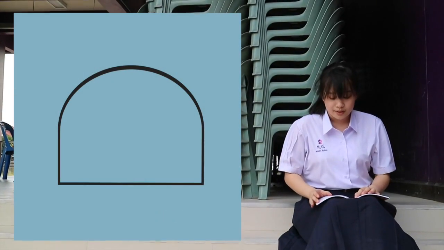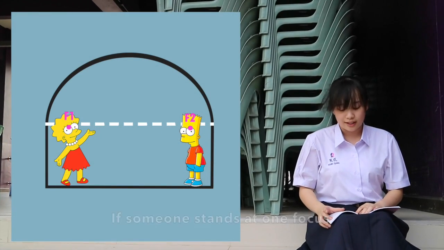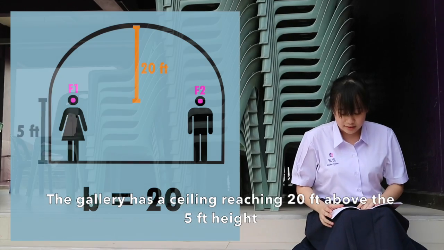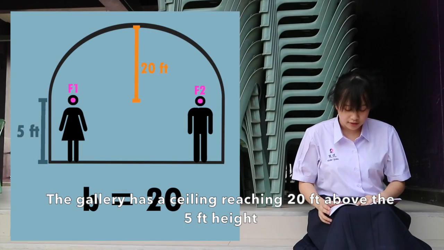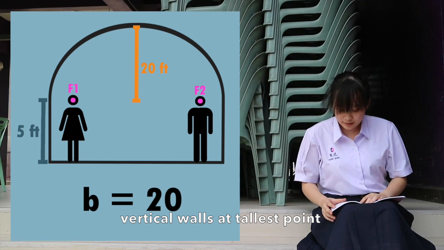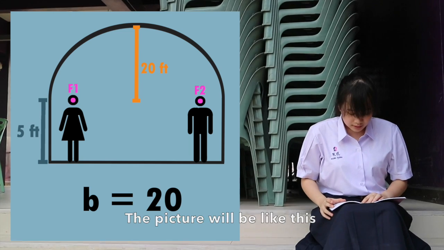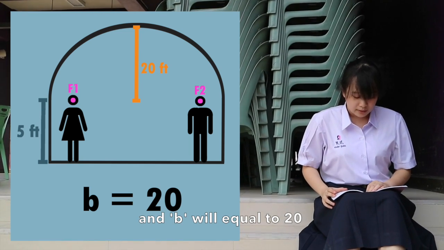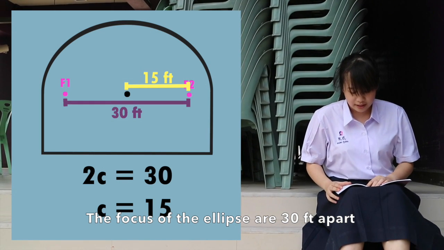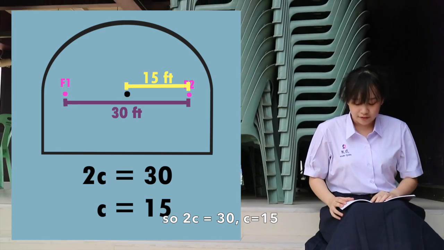From the problem, the whispering room is like this. If someone stands at one focus, her height is equal to the vertical walls. The gallery has a ceiling reaching 20 feet above the 5-foot-high vertical walls at the tallest point. The picture will be like this, and b will equal 20. The foci of the ellipse are 30 feet apart, so 2c equals 30 and c equals 15.